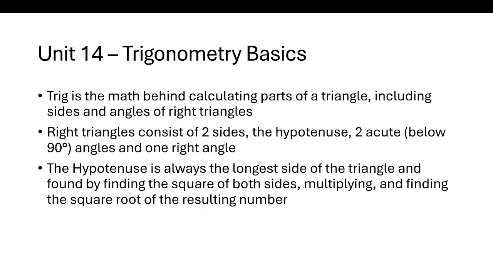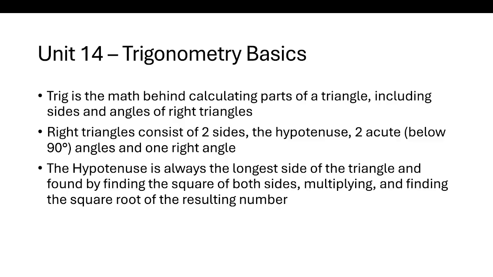So trigonometry basics. Trigonometry is essentially the math behind calculating right triangles. So right triangles consist of two sides forming a right angle, the hypotenuse, which is the line connecting the 2 points of the sides, two acute angles, which are below 90 degrees, and the right angle, which is obviously 90 degrees.